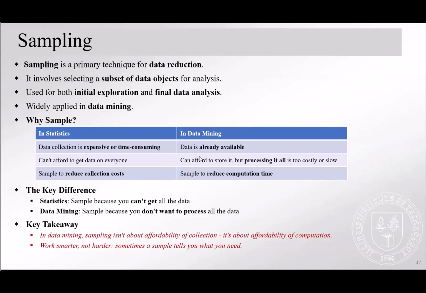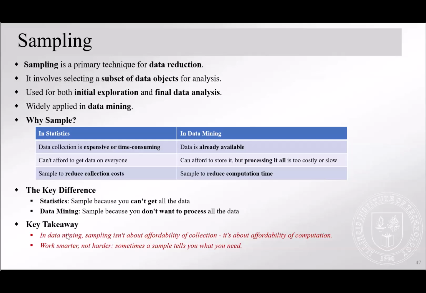The data is already available. You've got it. You could process it all. But here's the catch: processing the entire data set might be too costly or too slow. So here's the key difference to summarize. In statistics, we sample because we cannot get all the data. In data mining, we sample because we don't want to process all the data.